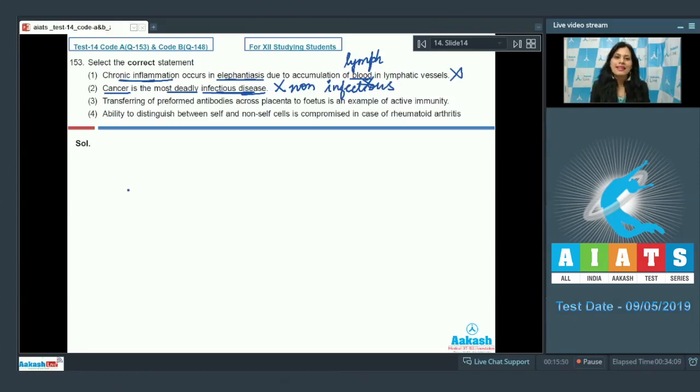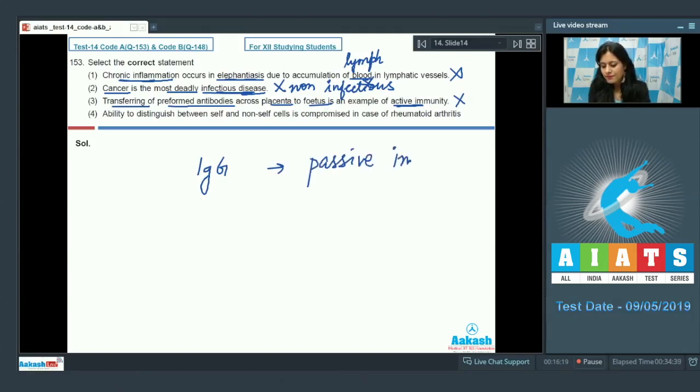The next statement given is transferring of preformed antibodies across placenta to fetus is an example of active immunity. And this is an incorrect statement, so cannot be an answer to our question because transferring of preformed antibodies IgG across placenta to fetus is an example of passive immunity. And that too of natural type of passive immunity.